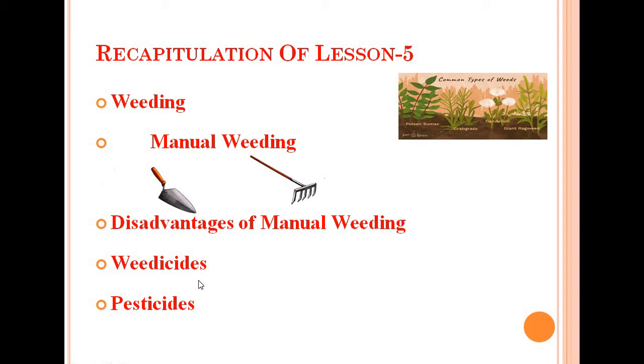With the help of chemicals we use weedicides to kill the weeds, and for killing pests like rodents, insects, rats, we use pesticides. But these also have harmful effects, as they might enter into the crops and may get into our human system, and then they may cause certain diseases.